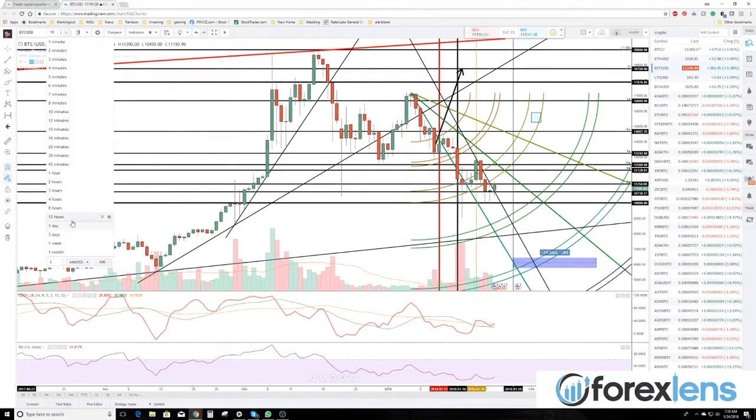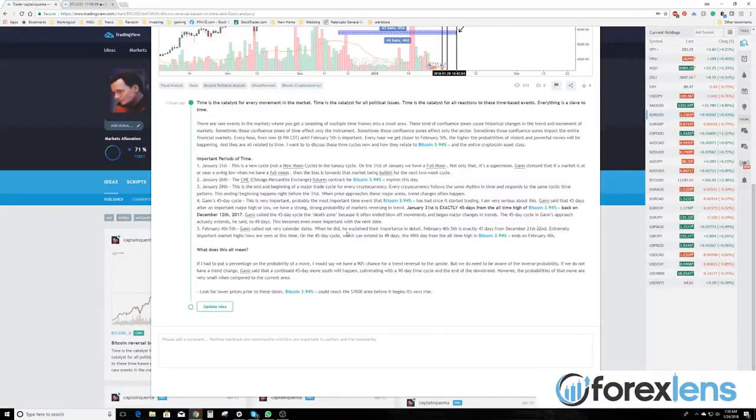And I want to bring this down to the hourly, because we're coming back to that. So before we get into the currencies again, this is for Bitcoin, but it also applies to currencies. Time is the catalyst for every movement in the market. It's the catalyst for all political issues. It's the catalyst for all reactions to these time-based events. Everything is a slave to time.